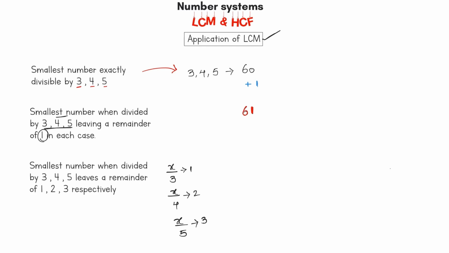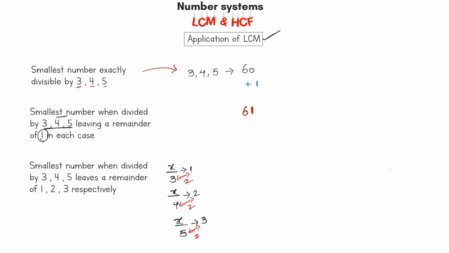Okay, 3, 1, 4, 2 and 5, 3. If you can see, there is a pattern. And what is the pattern that I am talking about? Divided by 3 leaves a remainder of 1, so the difference between 3 and 1 is 2. Divided by 4 gives a remainder of 2, so the difference between 4 and 2 is 2. Divided by 5 gives a remainder of 3, so the difference between 5 and 3 is 2.